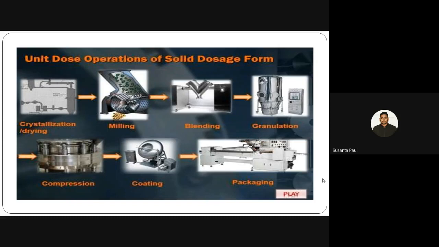Now the drawbacks are that some drugs resist compression into tablet form due to their amorphous nature or low density character. So we cannot make a tablet using those drugs.